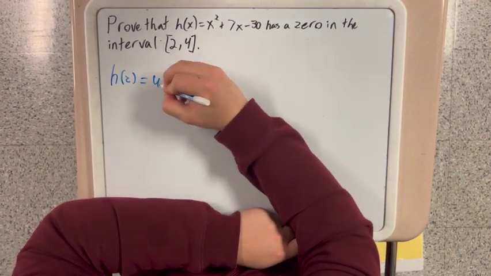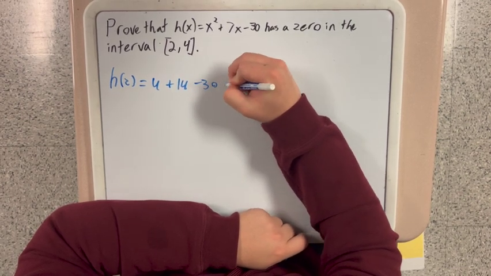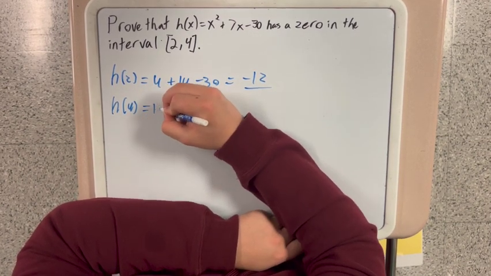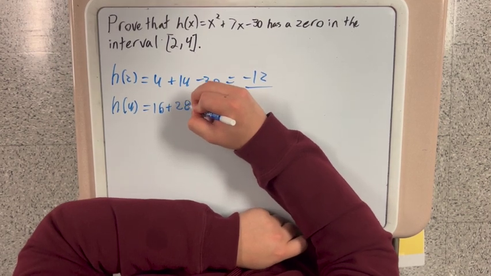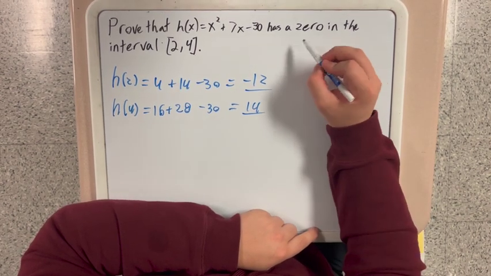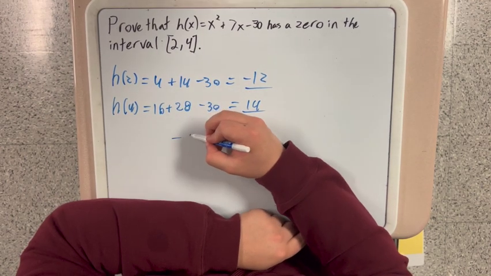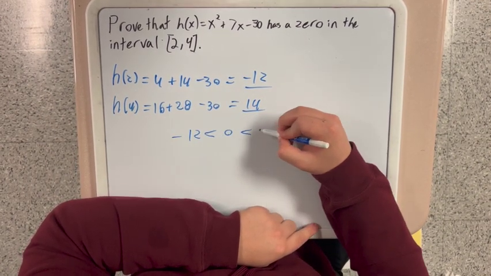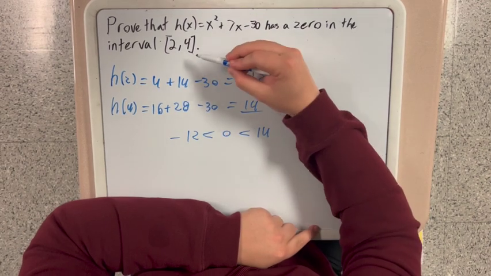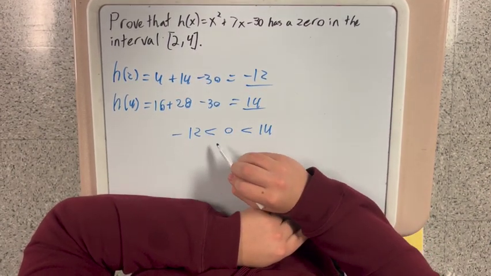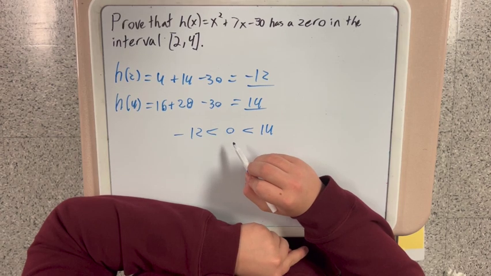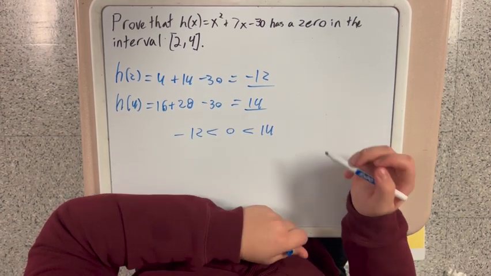h of 2 is 4 plus 14 minus 30 equals negative 12. And h of 4 is 16 plus 28 minus 30 equals 14. And using that, we can see if 0 is between those two endpoints of the interval, and it is. And that essentially proves that a 0 is in this interval, because we have found the endpoints, 0 is between those, and also it's continuous. So we can prove that there's a 0 in the interval. That's what the intermediate value theorem can help you find.